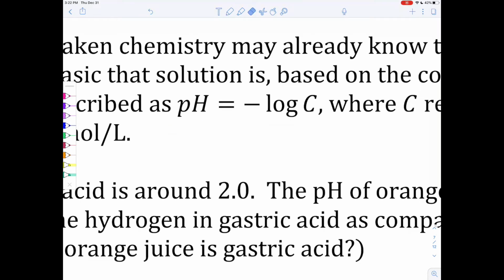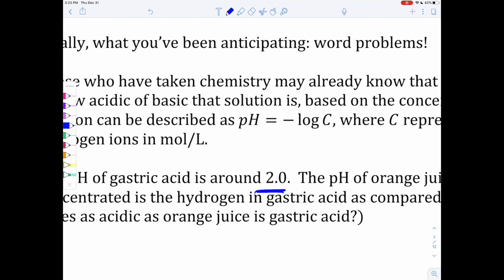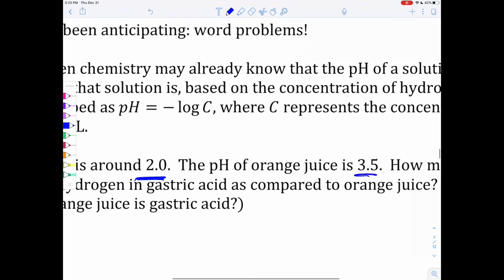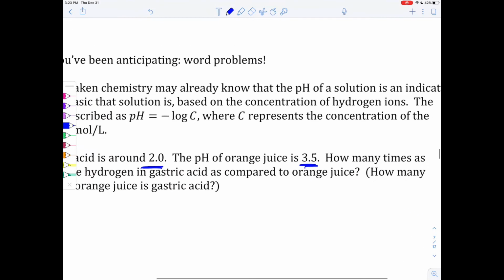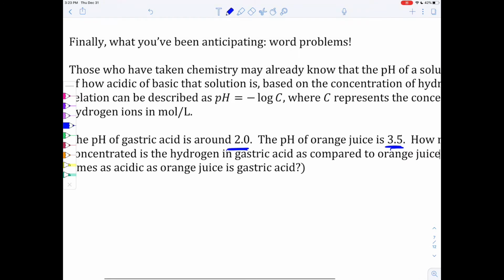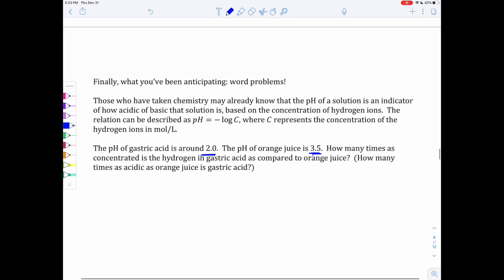Some fun facts for you. pH of gastric acid is about 2. pH of orange juice is about 3.5. And this is a scale that goes up to 14, with 7 being neutral. 7 is water, pure water. So how many times as concentrated is the hydrogen in gastric acid as compared to orange juice? Which is another way of saying, asking how many times as acidic as orange juice is gastric acid.